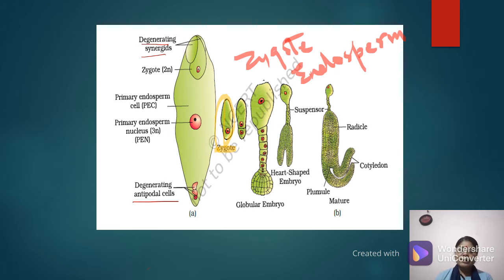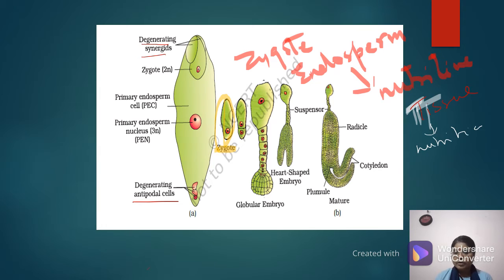Now remember that this endosperm is a nutritive tissue. So it will help in feeding the developing zygote. It will help in growing the embryo. It will provide nutrition to the developing embryo.